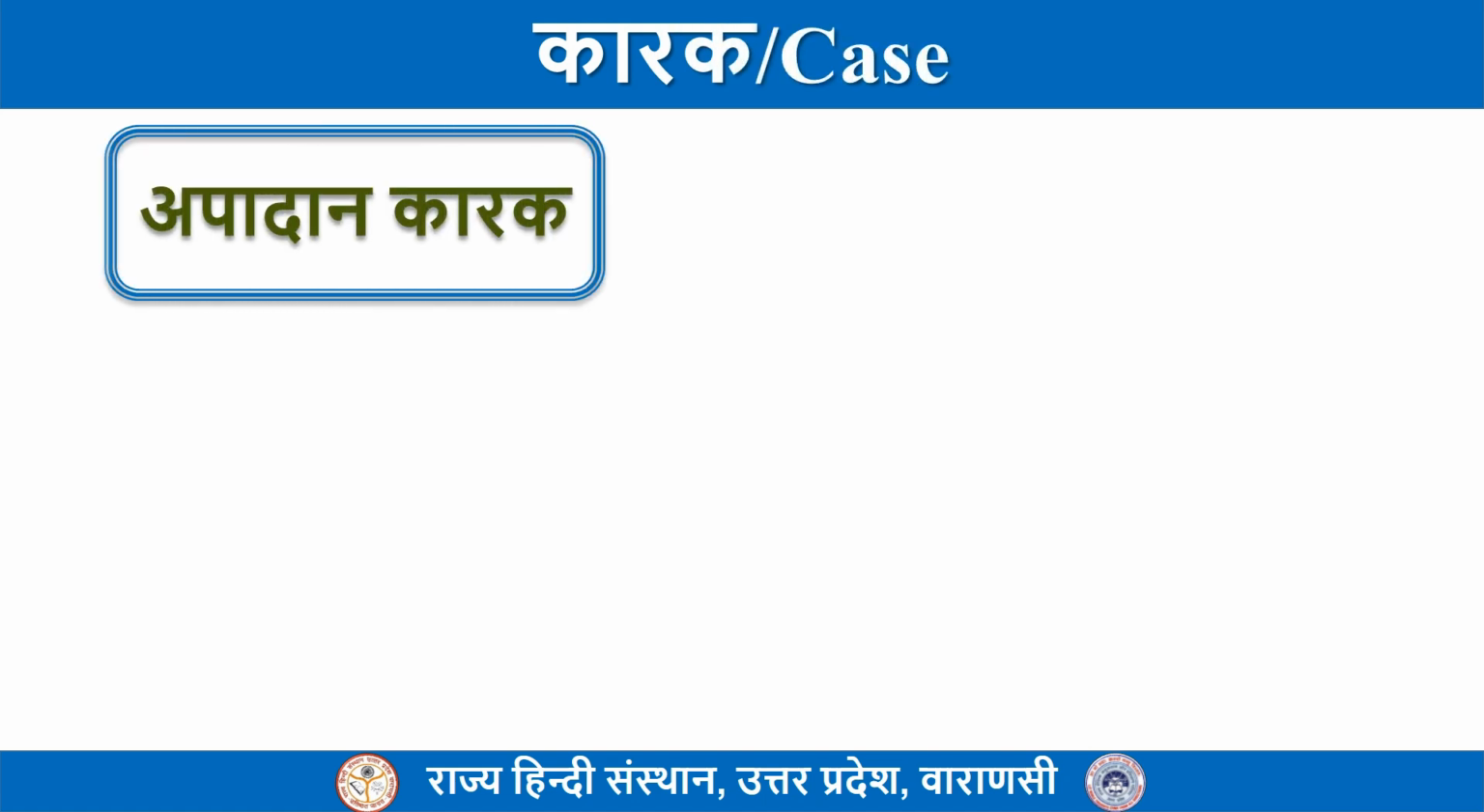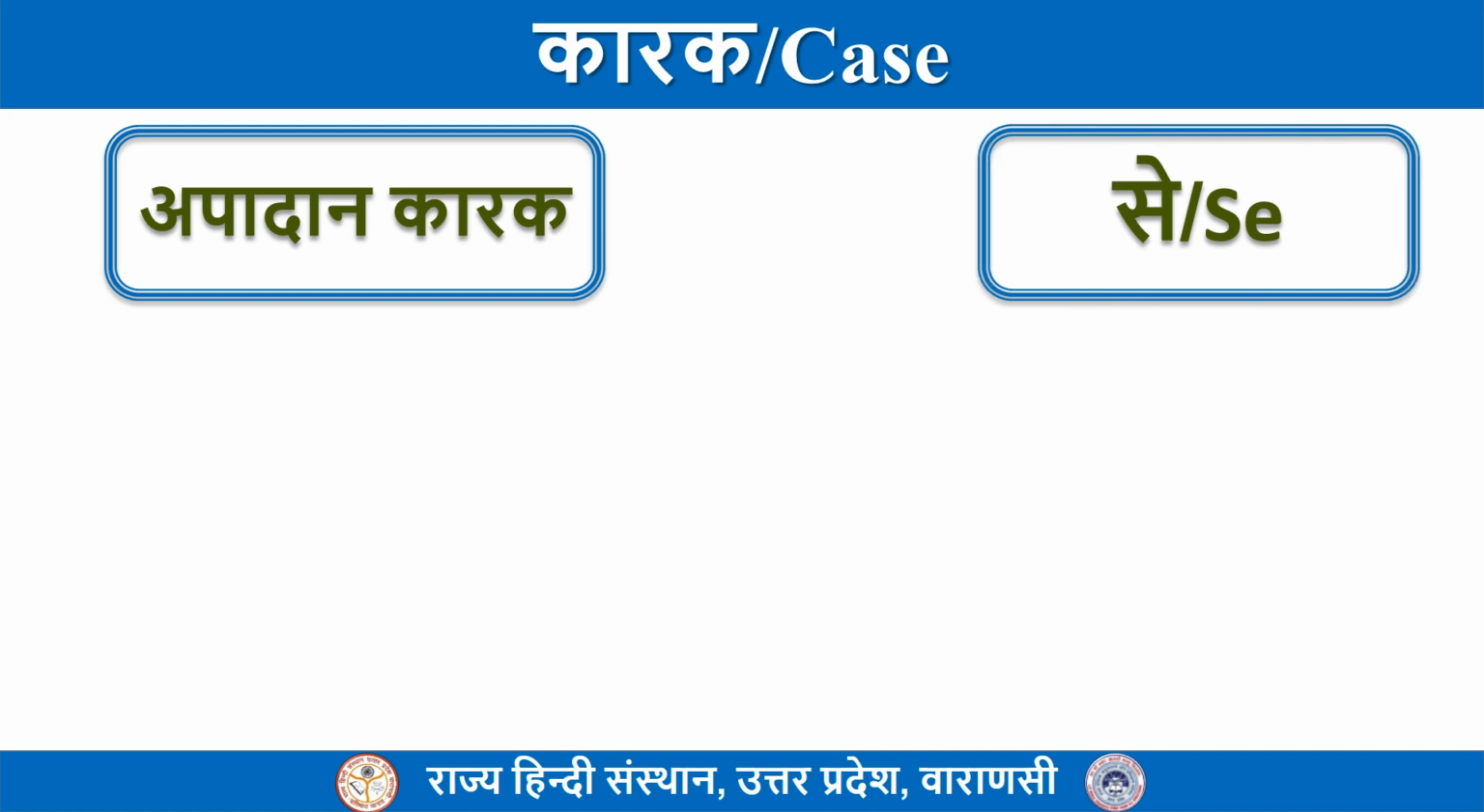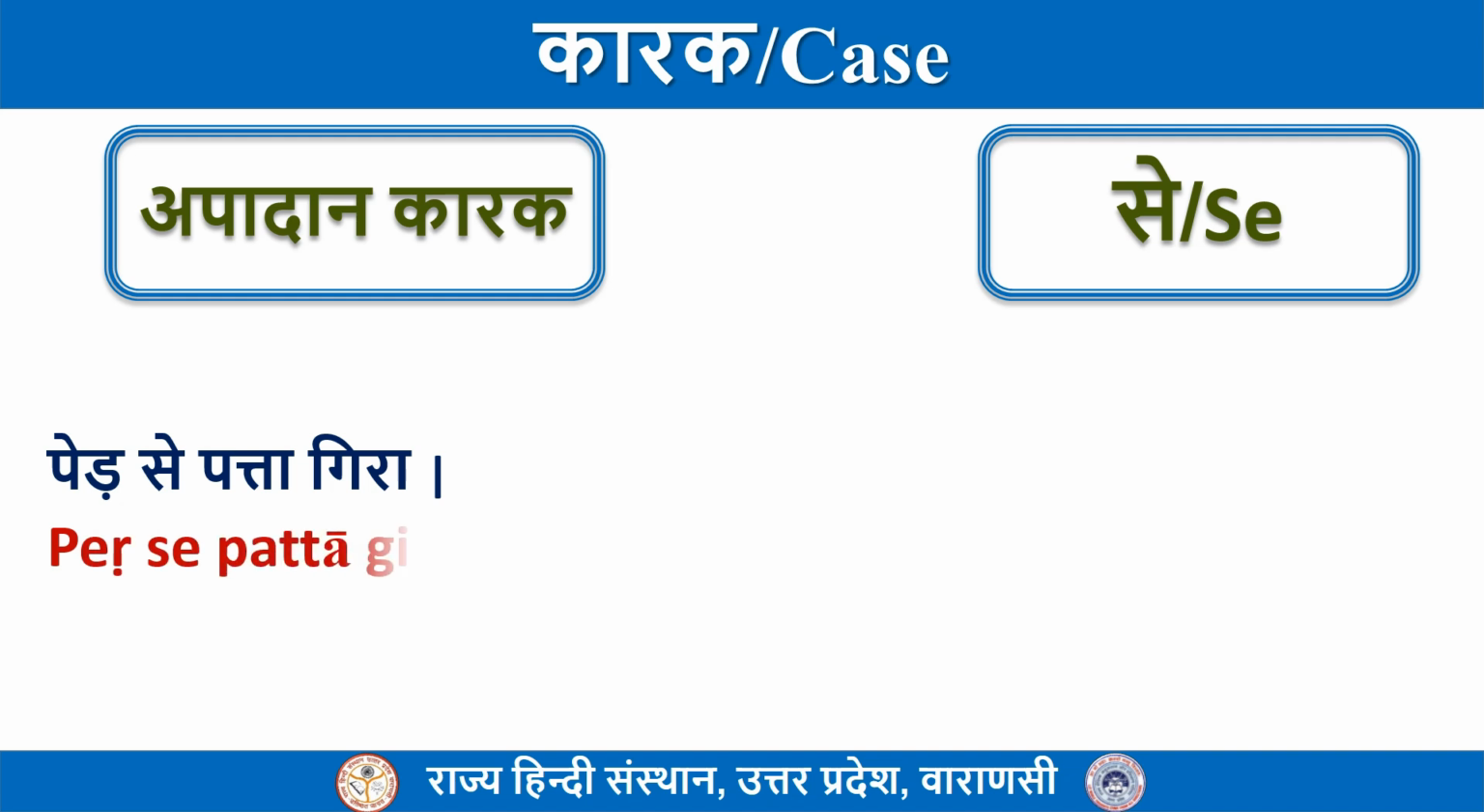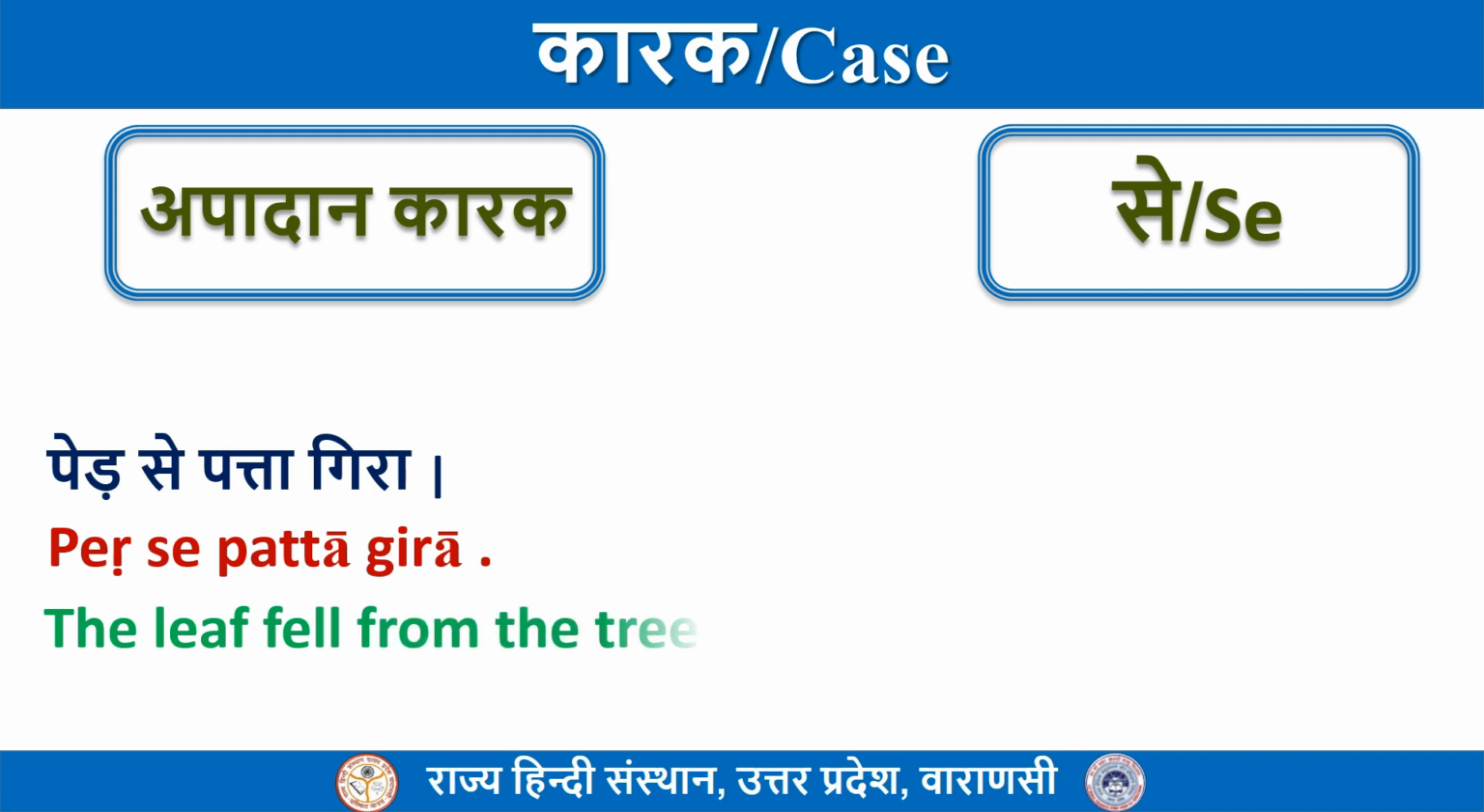The fifth karak is called apadan karak, for which we use the word se. It is used for separation of an object from the noun or the pronoun. Let's see this with an example. पेड़ से पत्ता गिरा. The leaf fell from the tree. In this example, we see that the leaf is getting separated from the tree. So we are using the word se in place of from.